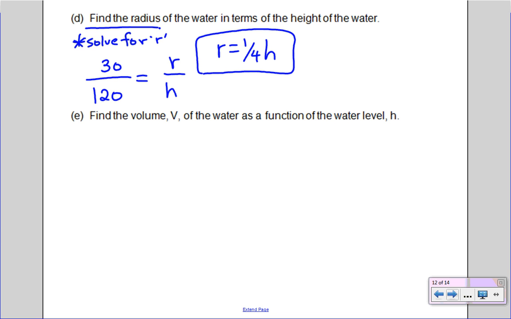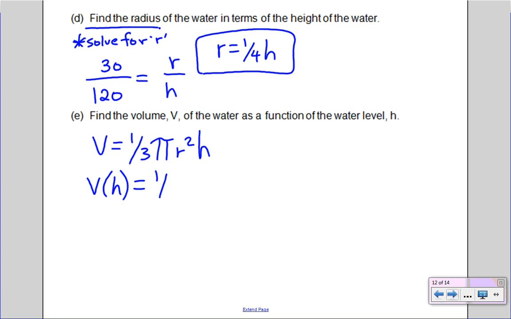All right, so now let's plug it in. It says find the volume of the water as a function of the water level h. So we're working with cones here. So the volume of a cone is 1/3 pi r squared h. So I'm going to do it as a function of the height of the water level. So I've got 1/3 pi times, we just found that the radius is 1/4 of the height, and then squared, don't forget squared, and then times the height.